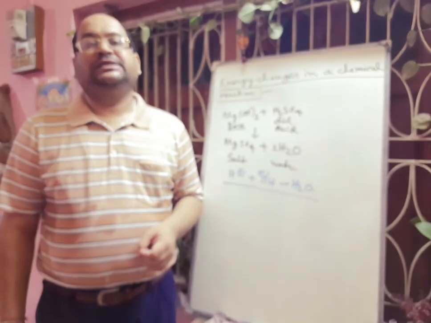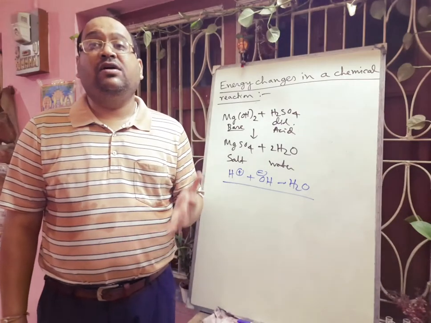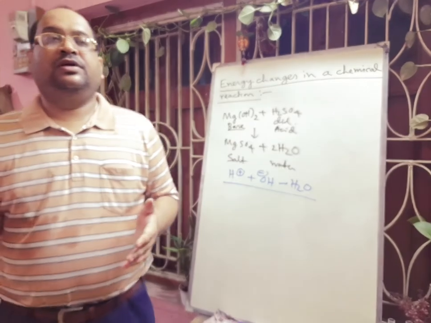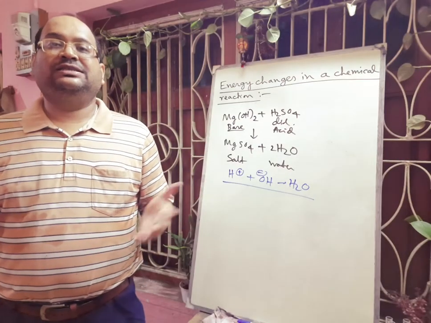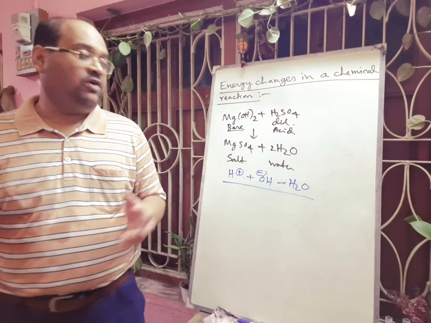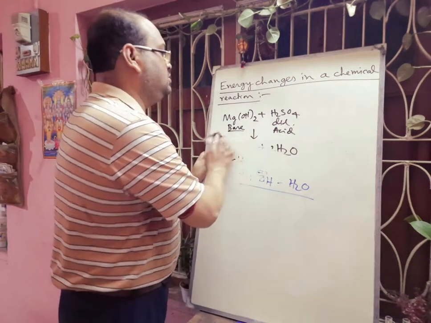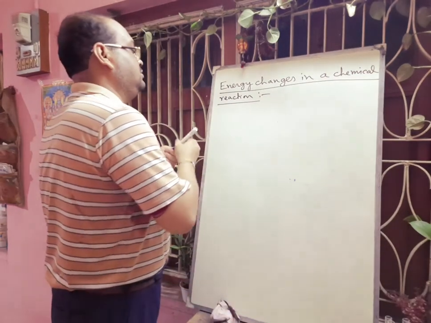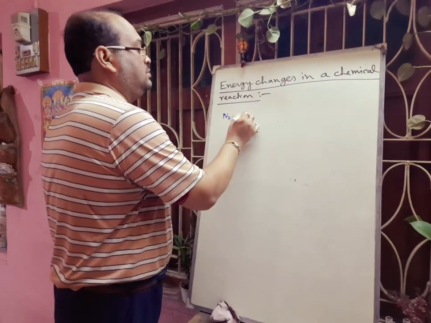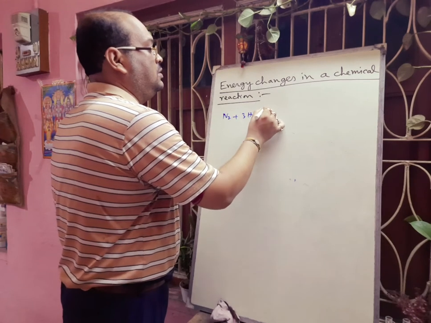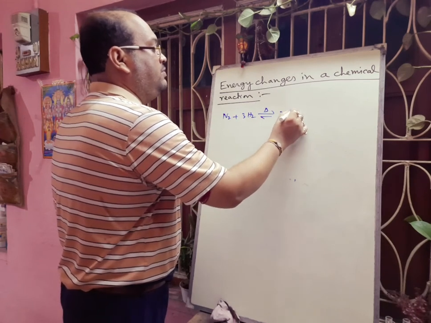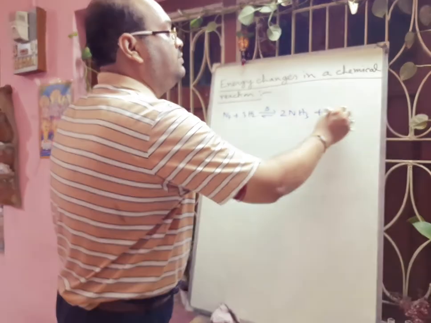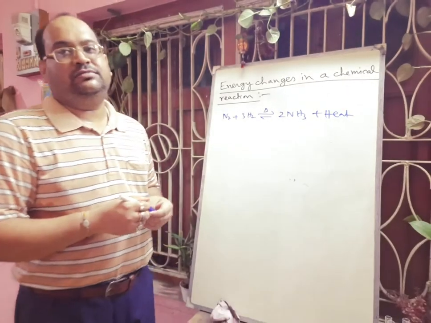Next we will discuss that burning of coal, burning of petrol, diesel, all are very good examples of exothermic reaction. Even formation of ammonia: nitrogen gas reacting with hydrogen gas, then there will be formation of ammonia gas. So this is also an example of exothermic reaction.